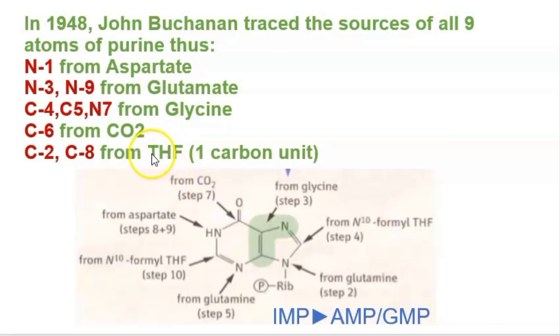Tetrahydrofolate is the meaning of THF. That is the source of what? Carbon 2 and carbon 8. So this will help you. This is how we are able to have the 9-member ring of purine.